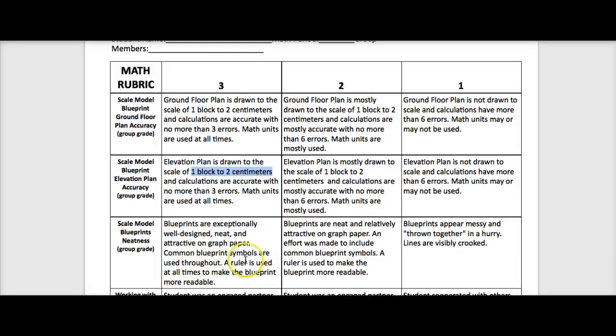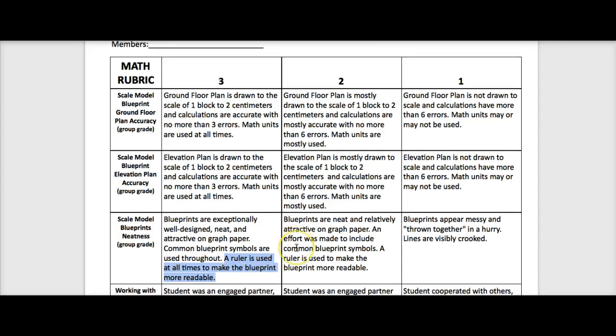When you're drawing a blueprint, you're going to need to have a key somewhere so I know what each thing is representing. If you put a circle that's representing a table, you need to tell me that's what it means. A ruler is used at all times to make the blueprint readable. So you must use rulers.